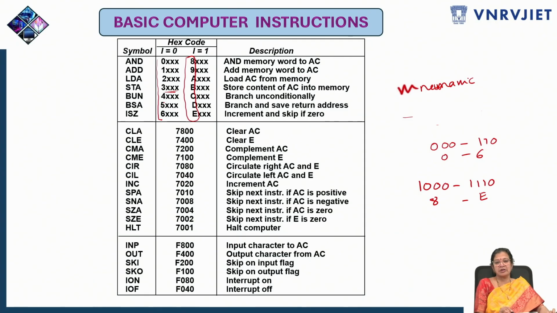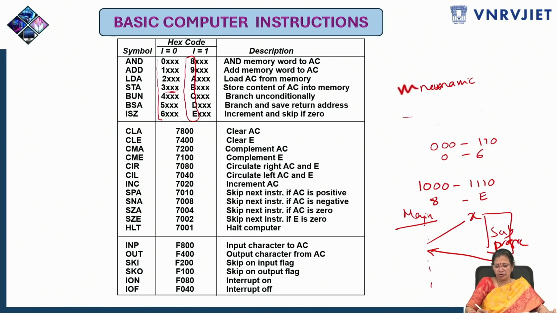Then branch and save return address. Usually whenever the control goes to some other location, the status of the program it has executed up to that location, that return address, will be saved. Whenever it has to branch to a particular location, after executing a subprogram there, it has to come back and execute the remaining program in the main program. So usually this happens when a subroutine is called or an interrupt occurs.